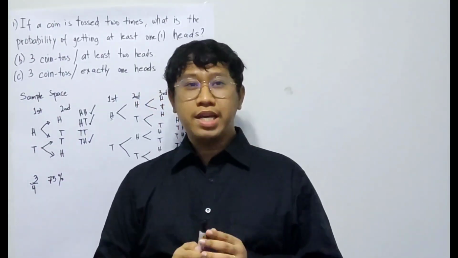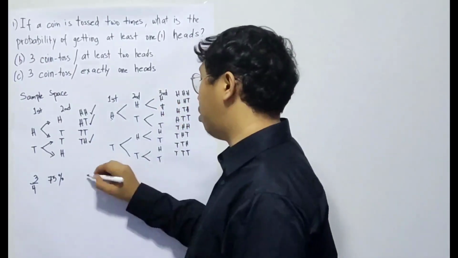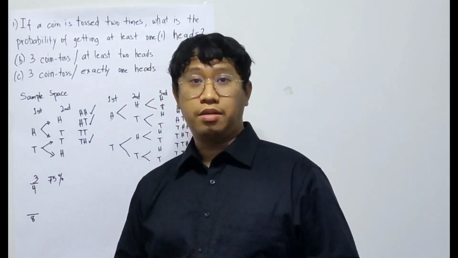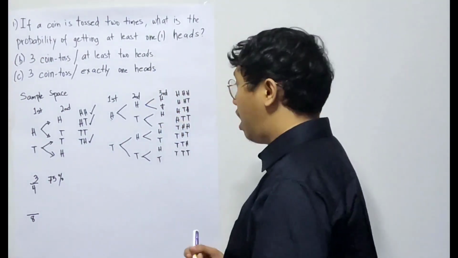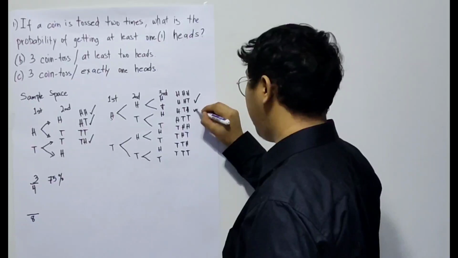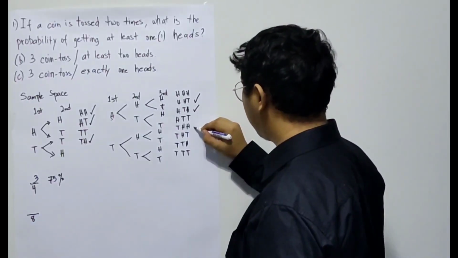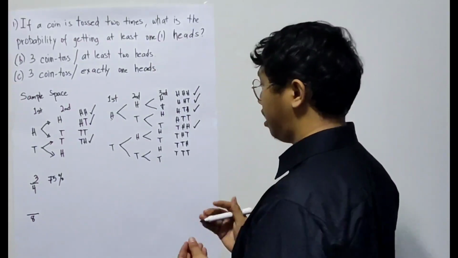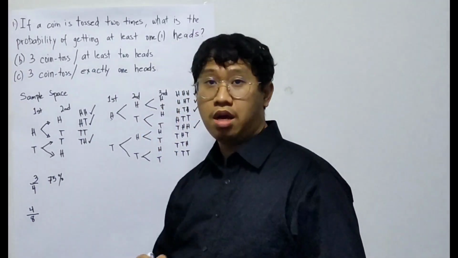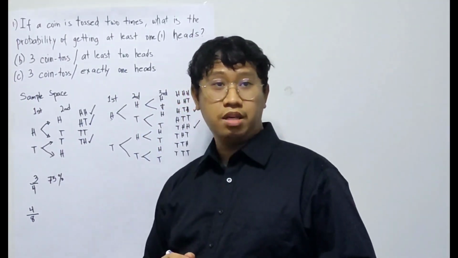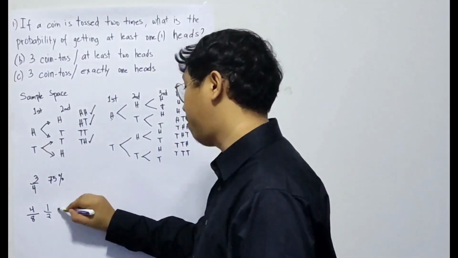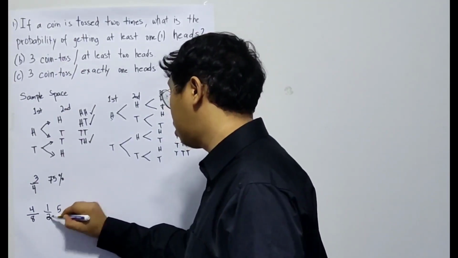So next, we can identify the value of favorable outcomes. We need the probability of getting 2 heads. So the outcomes we need are HHT, HTH, THH, and HHH. Meaning we have 4 favorable outcomes. So the probability is 4/8, or simply 1/2, or 50%.